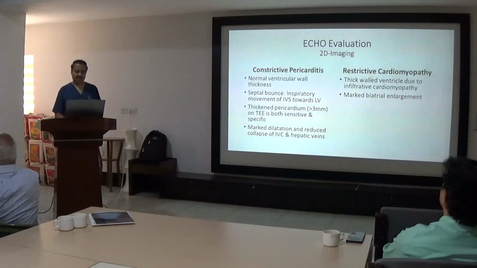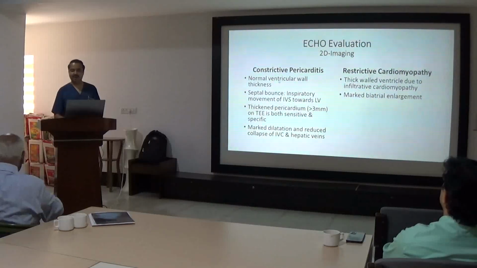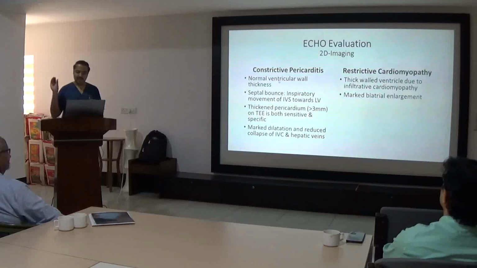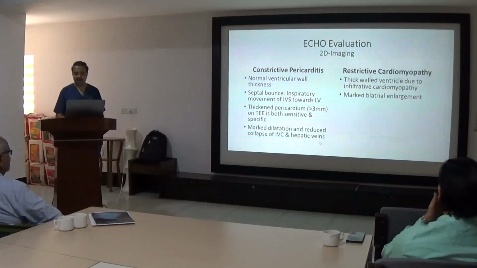2D imaging. In constrictive pericarditis, ventricular wall thickness is normal. Pericardium thickness is more. Number wise, more than 3 mm on transesophageal echo is both sensitive as well as specific. There will be septal bounce. Septal bouncing is respiratory movement of IVS towards the left ventricle. And there is marked dilatation and reduced collapse of IVC and hepatic veins.